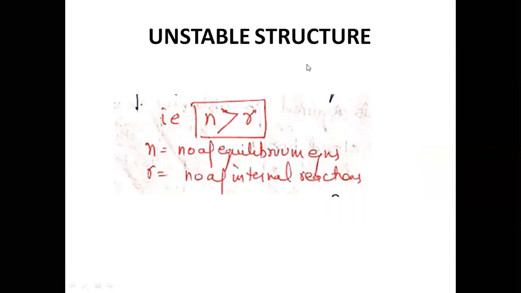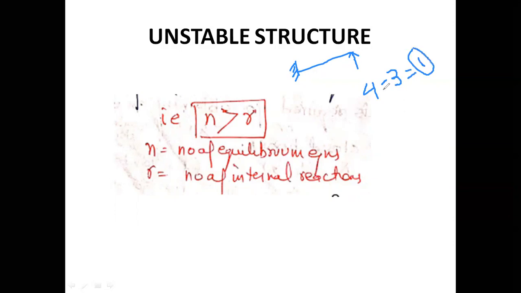Let us take an example. This is a propped cantilever beam. Here, the total number of internal reactions is 4. The number of equilibrium equations is 3. So it is indeterminate to a degree of 1.